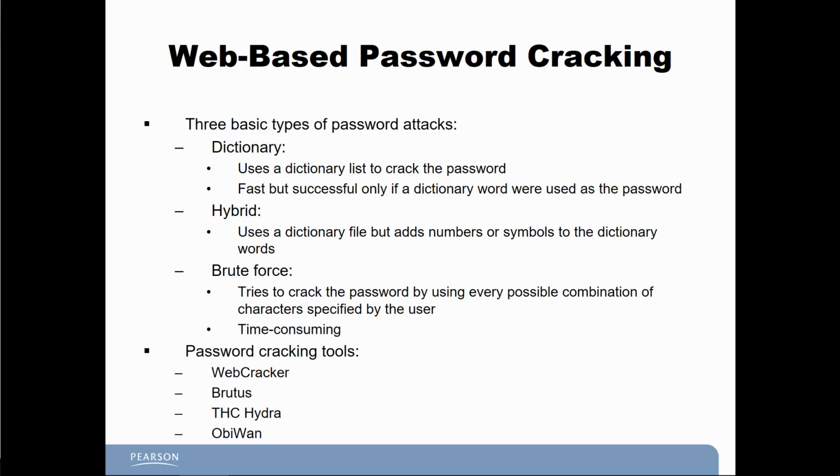Web-based cracking. We've already talked about password cracking being dictionary, hybrid, or brute force. But if we're doing it online or on websites, we have some specific tools like Obiwan or WebCracker. They essentially do the same thing, but for web-based.